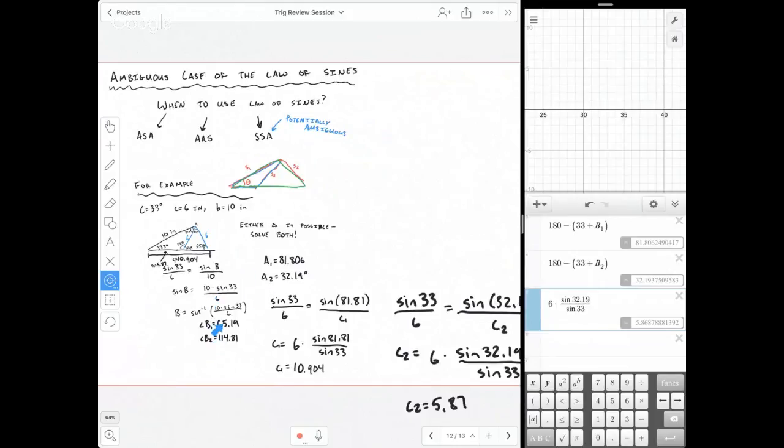If we hadn't gotten 65, and let's say instead we had gotten maybe 40 degrees. No, that would still work. Let's say we had gotten 30 degrees for angle B1. 30 degrees means that the supplement would have been 150. If we do 150 and 33, that makes 183. That's not possible. There would have been only one solution.